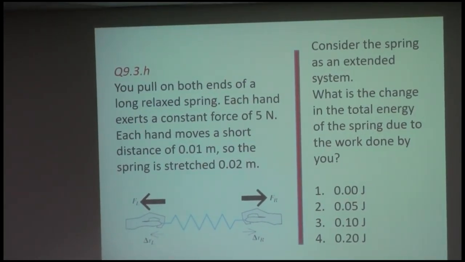So you just have a spring, like the ones you had in lab. You hold it in your hands and then you just pull. Did the translational kinetic energy of the spring change? What's the change in the total energy of the spring here? Each hand is exerting a force of 5 newtons, and each hand moves 1 centimeter.